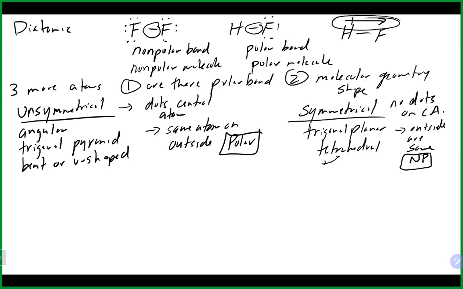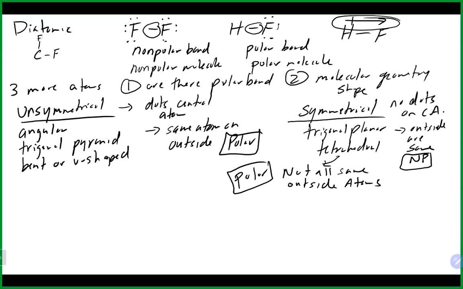So the opposite of that is not all the same outside atoms. It will then become polar in that case. So that is the difference. If we had this one here, that is symmetrical. Everybody's the same on the outside. It's going to be nonpolar. If you swap out one of those fluorines for a hydrogen, it will now become polar. So that's what we're talking about there.